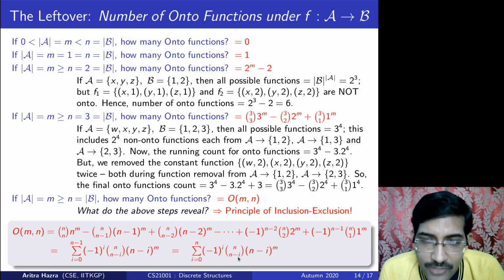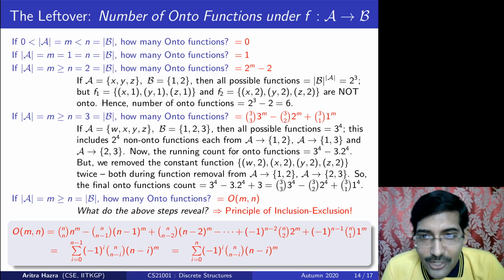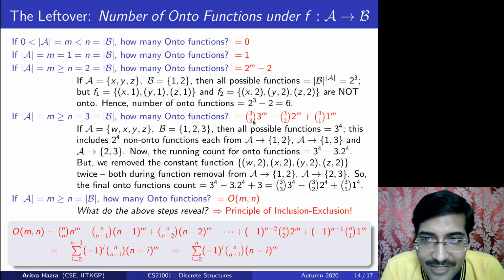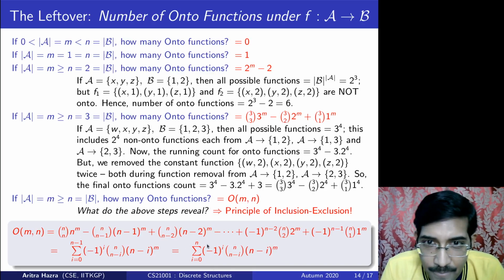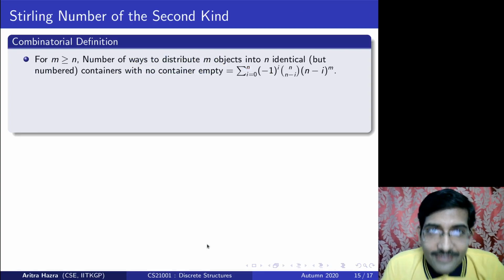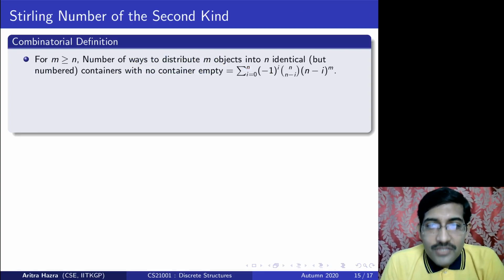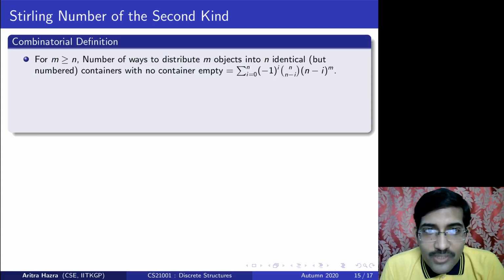If you are still not convinced that your teacher might be giving some specific answers and then trying to relate them with a function, let me relate what this means combinatorially. So this is called a Stirling number. There is a concept called the Stirling number of the second kind.